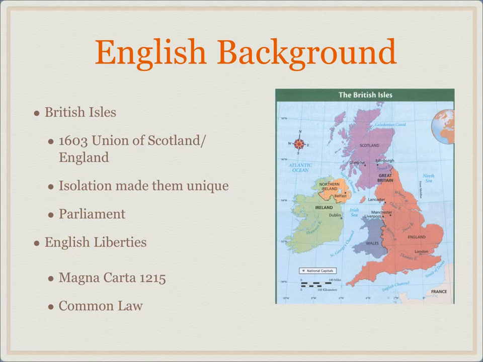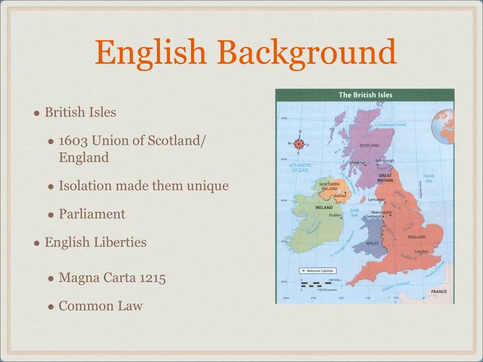English background. The British Isles. The British Isles are off the coast of mainland Europe. You can see they contain basically 4 different countries. You have Scotland, Ireland, Wales, and of course England. Northern Ireland will come around later after you have struggles between the English and the Irish.